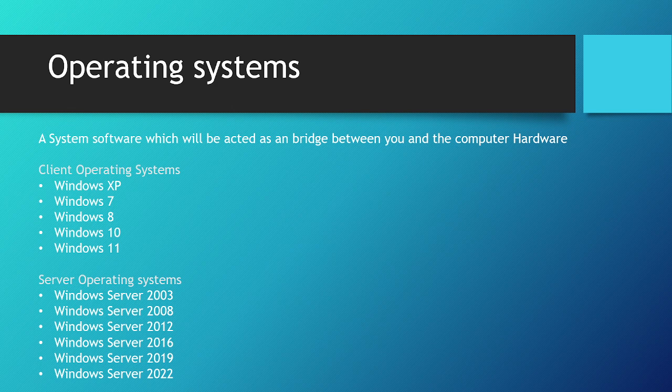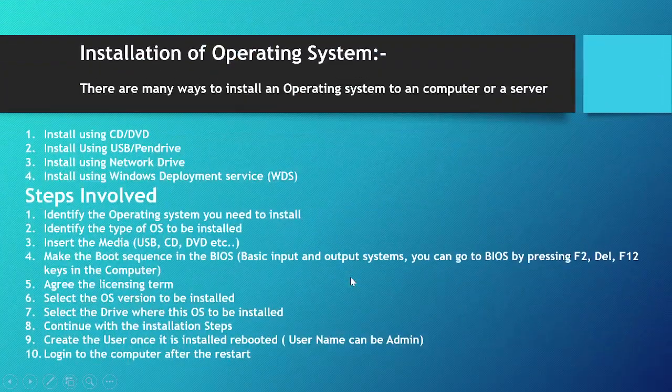The client operating systems are Windows XP, 7, 8, 10 and 11. The server operating systems are Server 2003, Server 2008, and 2016, 2019 and 2022. 2016, 2019 and 2022 are the current operating systems which are in support. The remaining ones, 2003, 2008 and 2012, are legacy, with no support from Microsoft. We discussed this. And while explaining the operating system, I also told you a computer without an operating system is of no use. It's like a dead body, no life in it.